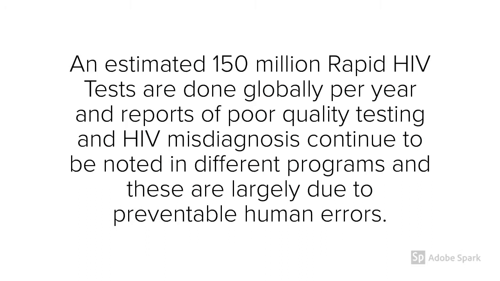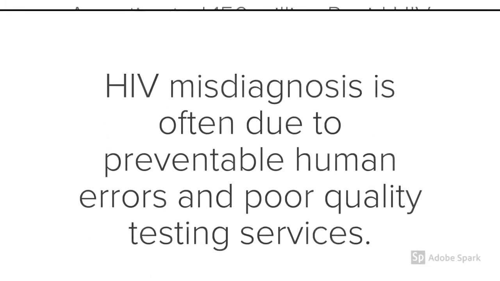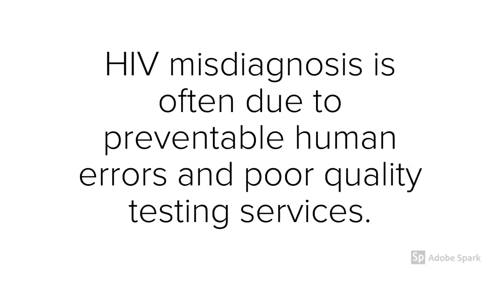An estimated 150 million rapid HIV tests are done globally per year, and reports of poor quality testing and HIV misdiagnosis continue to be noted in different programs, and these are largely due to preventable human errors. This short video is meant to highlight some of the avoidable yet common pitfalls that normally lead to incorrect HIV testing results.